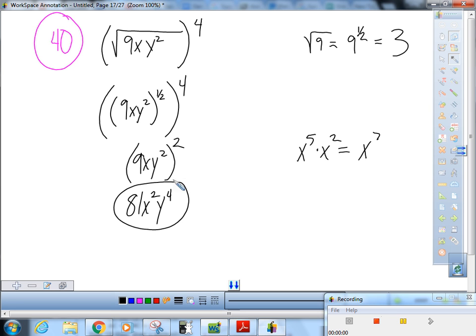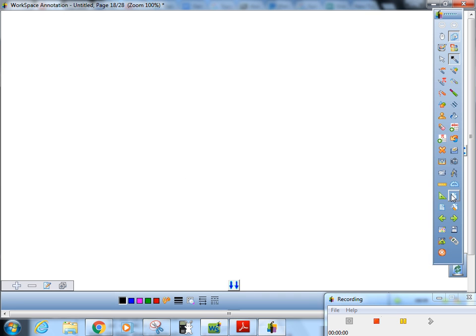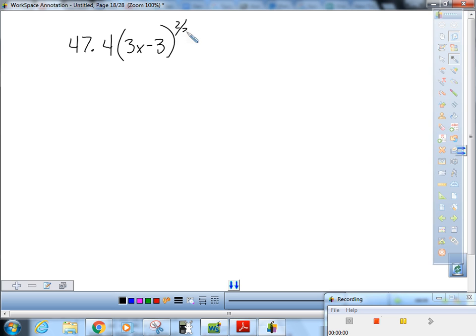Okay? Let's just do one more. And we will do, oh, I don't know. Let's do number 47 because that looks hard. 4 times 3x minus 3 to the 2/3 equals 36. Okay? Remember that the strategy on these is don't do anything until you get this thing that's being square rooted or cube rooted or taken to the 3/2 power, whatever. It's got to get by itself first.